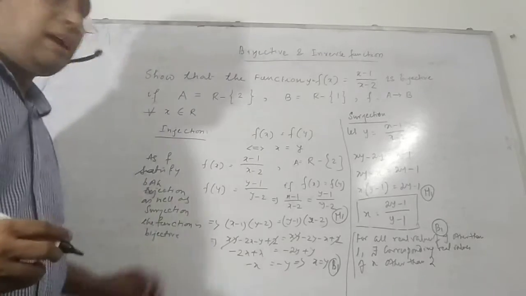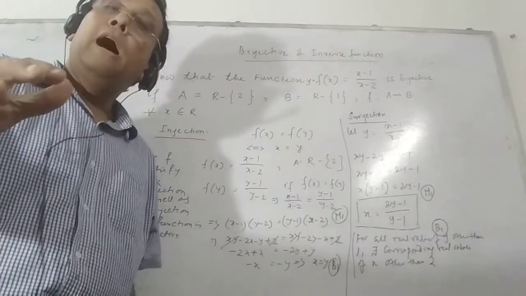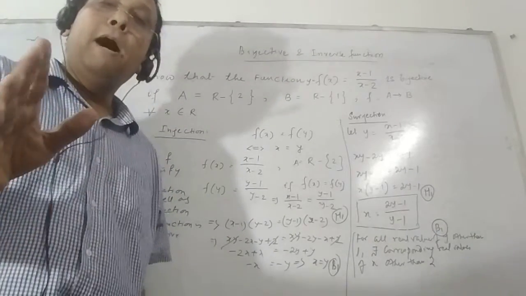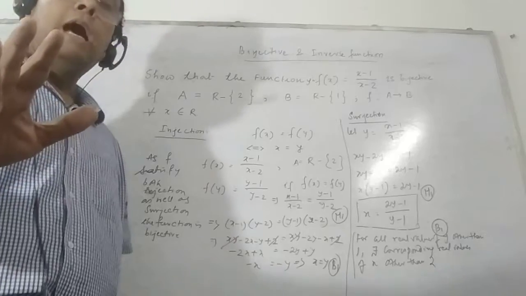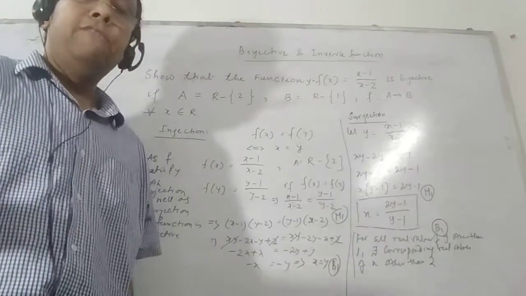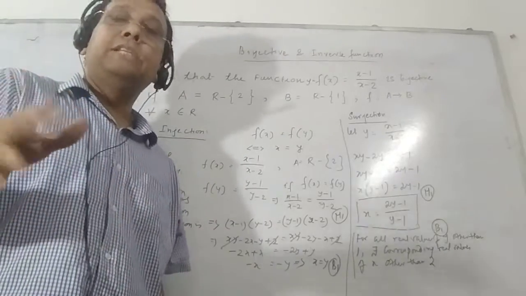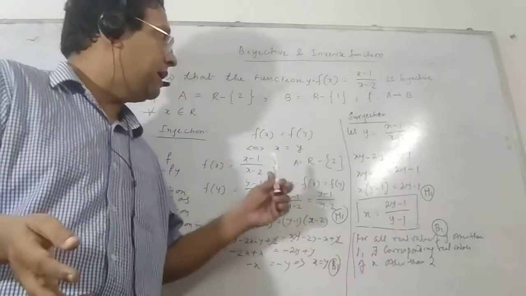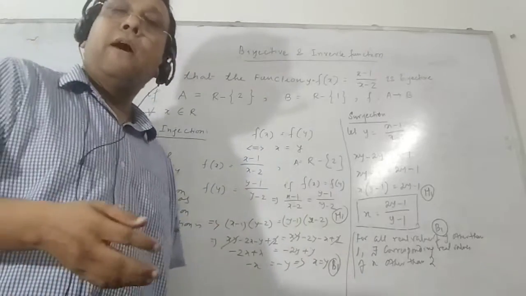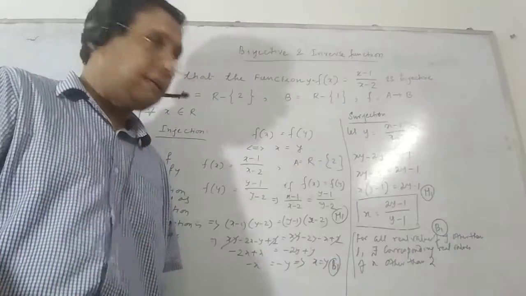Now, once you prove it is bijective, children, the next is the concept of inverse. Remember, if a function is bijective, only then will that function be invertible. If a function is not bijective, then we cannot say the function is invertible. Suppose the function is not 1, 1, then it should be many 1. So a many 1 function cannot be bijective.